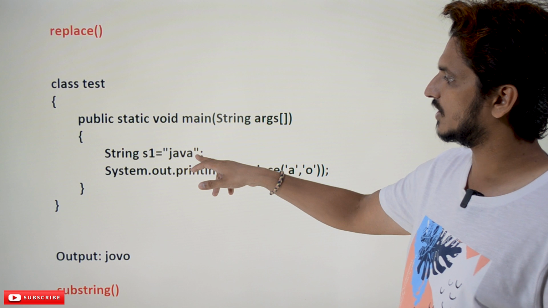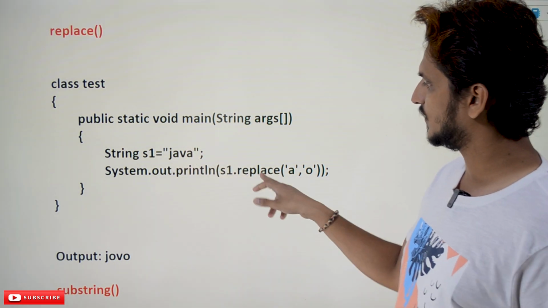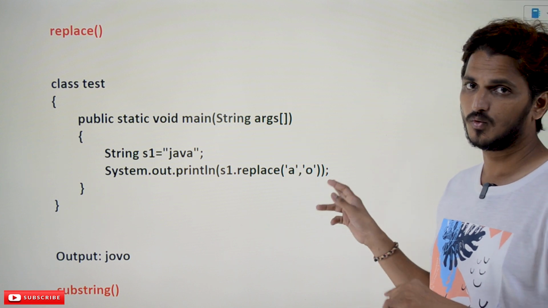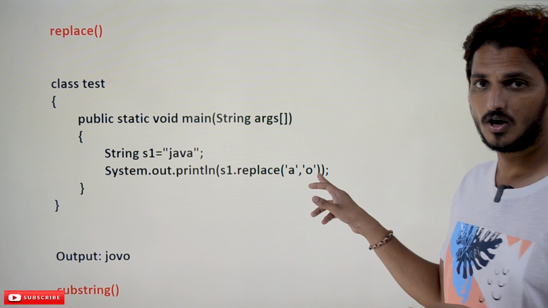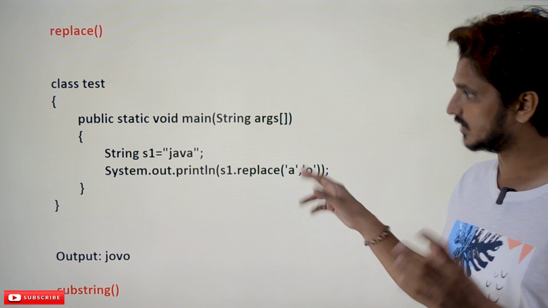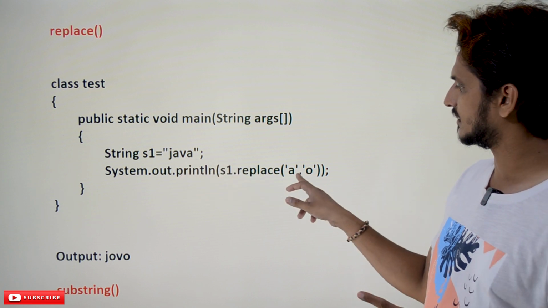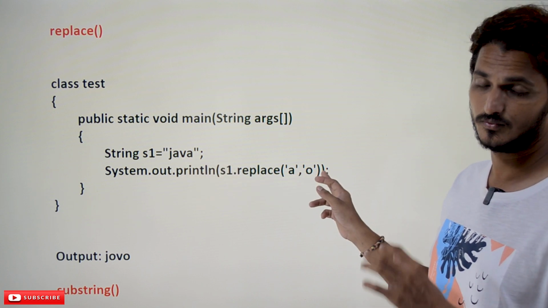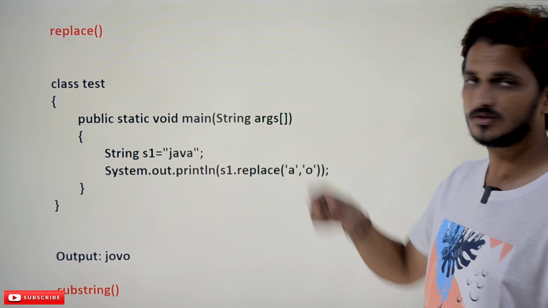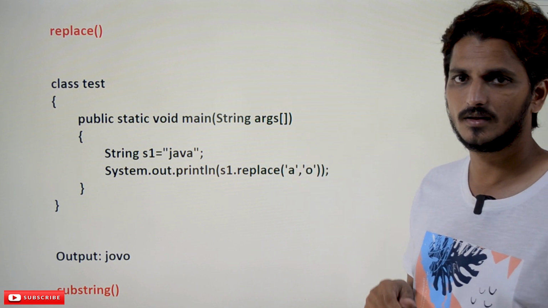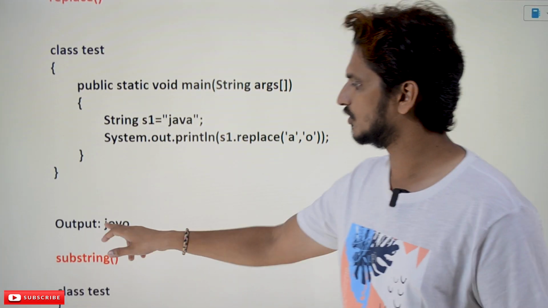String S1 is equal to Java. In place of A, I need to place it as O. So S1.replace('A', 'O'). First you have to mention what character you have to find in the string, and second you have to mention what character you have to replace it with. The second character shows the replacing character. So in place of A, O is placed. So our output is JO.